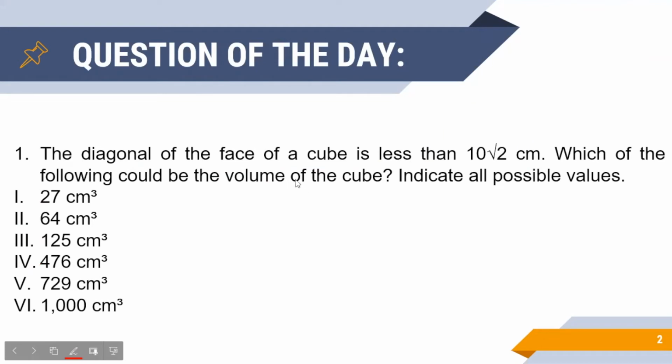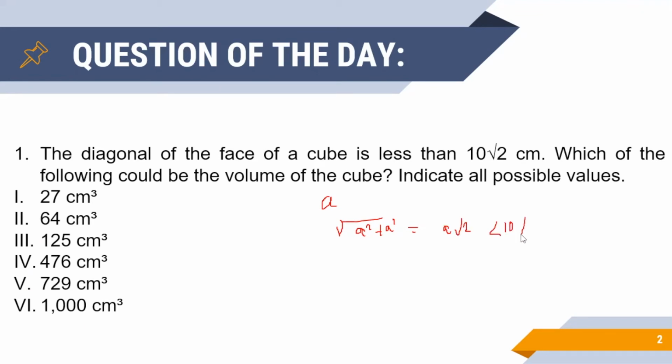So it is given to us that the diagonal of the face of a cube is less than 10 root 2 centimeter. Let us assume A as the edge of the cube. Thus, the diagonal of the face of a cube will be equal to root over A square plus A square, that is A root 2. Now, it is given to us that A root 2 is less than 10 root 2.